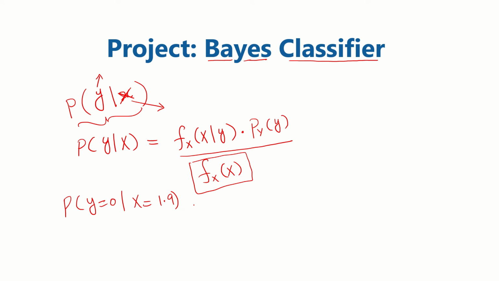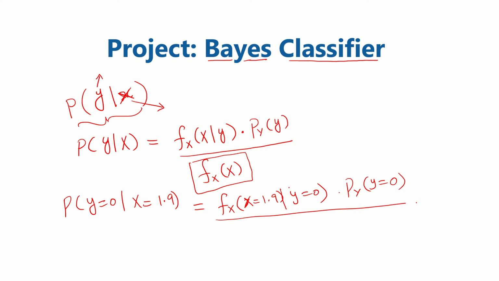1.9. The value of x given to us is 1.9. We want to check whether this goes to class 0, class 1, or class 2. And that will be the density of x, where x is equal to 1.9 given y equals 0, times the probability that y indeed is 0, divided by the density that x actually is 1.9. So this is for 0.